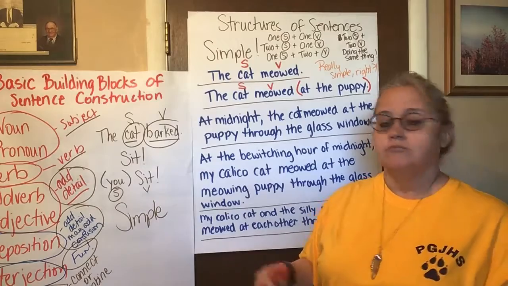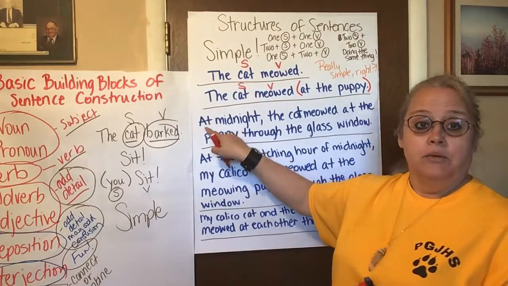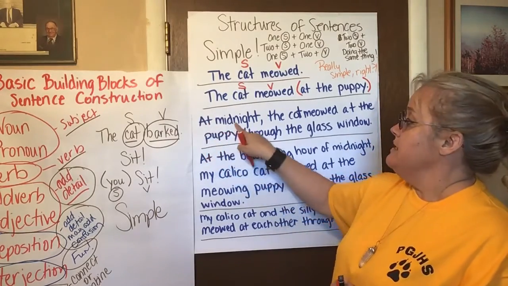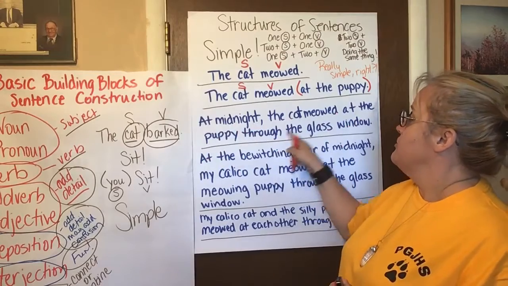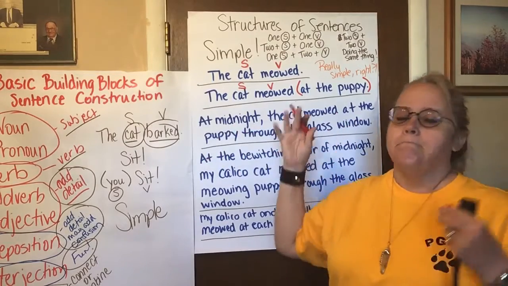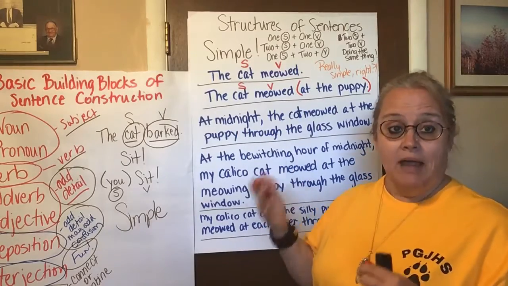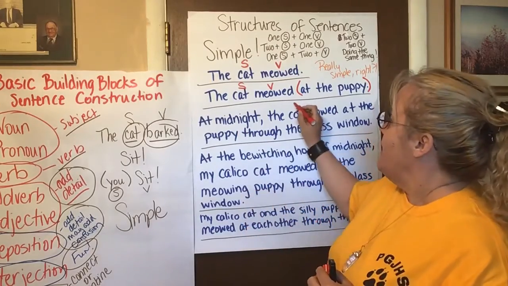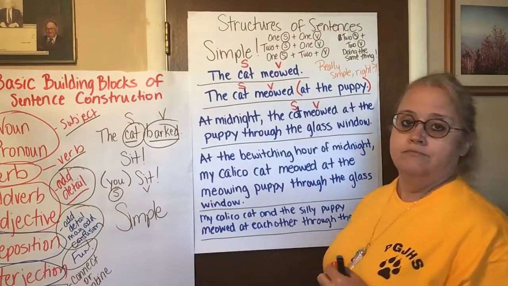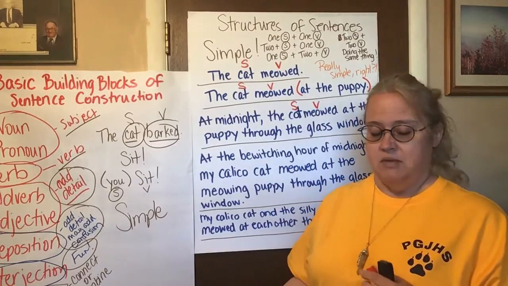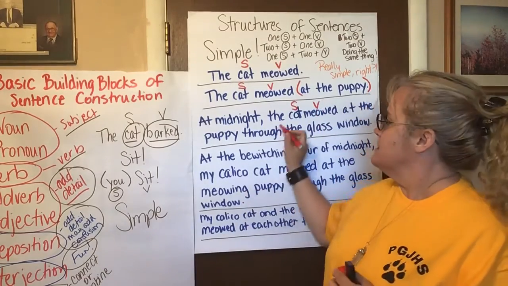There goes my cat. Okay. Here we go with another one. At midnight, the cat meowed at the puppy through the glass window. Boil it down. What's the main idea of the sentence? The basic idea, the main point of the sentence is that the cat meowed. So what's all this other stuff? This doesn't make it simple. Yes, it does, because this is what I've got.